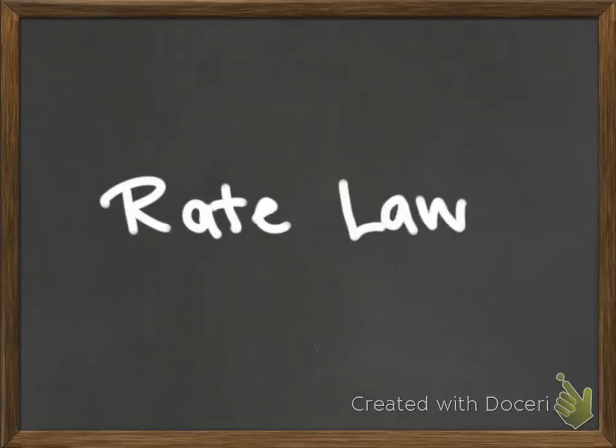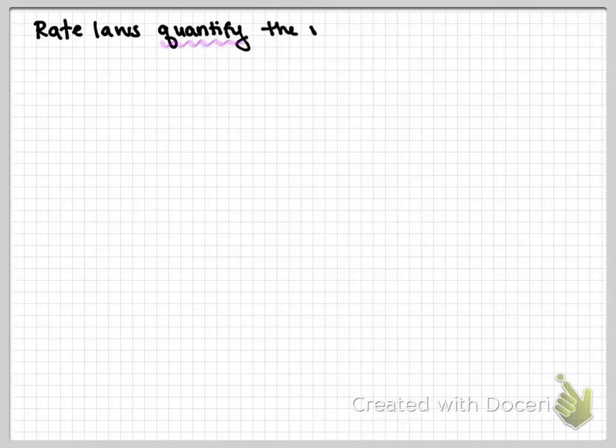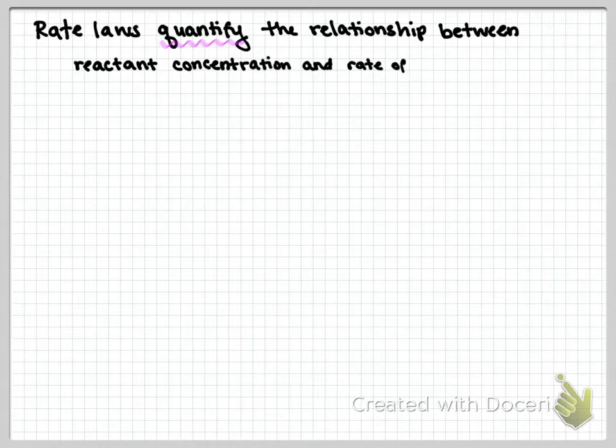In this video, we'll be talking about rate laws. A rate law quantifies, or gives a mathematical expression for, the relationship between reactant concentration and the rate at which a reaction occurs. Note that this is only the concentration of the reactants, not of the products. And so this is going to give us a mathematical relationship.